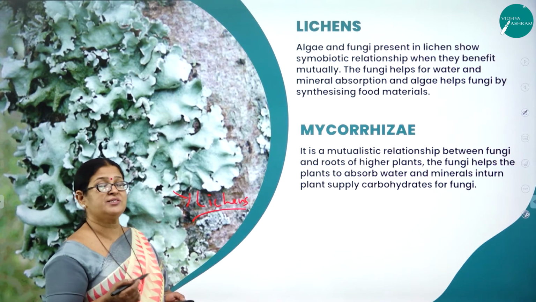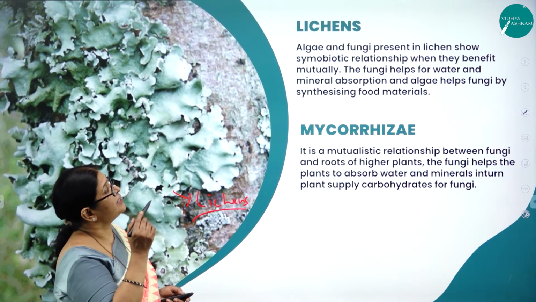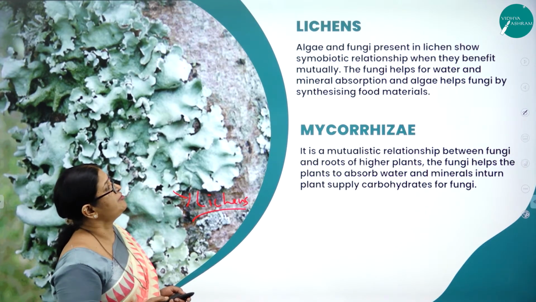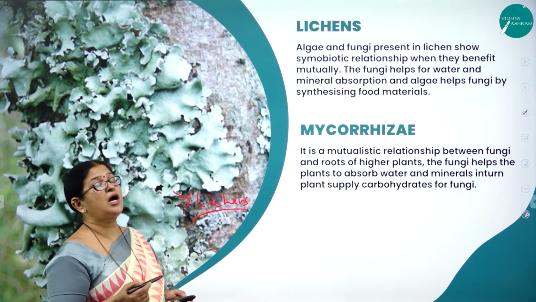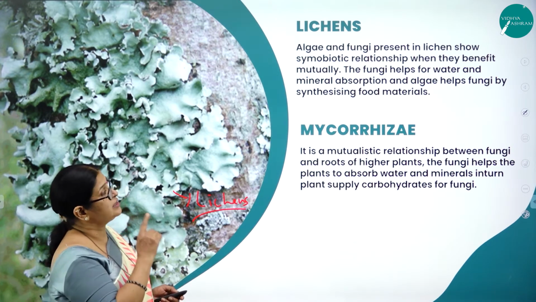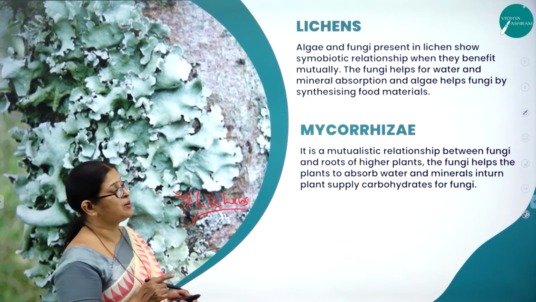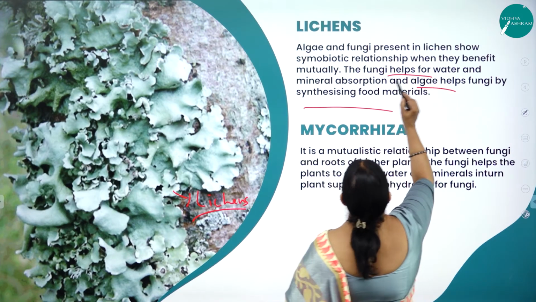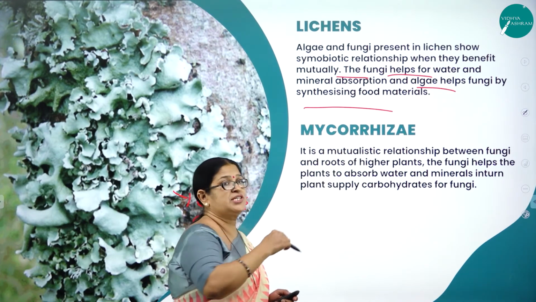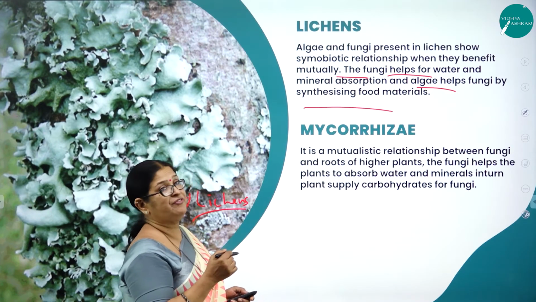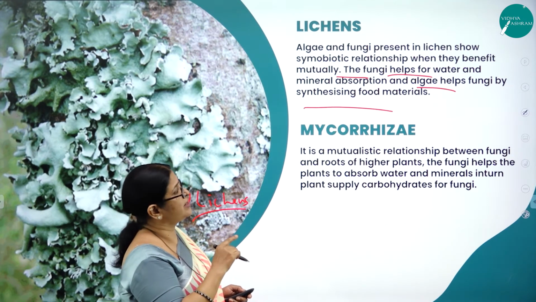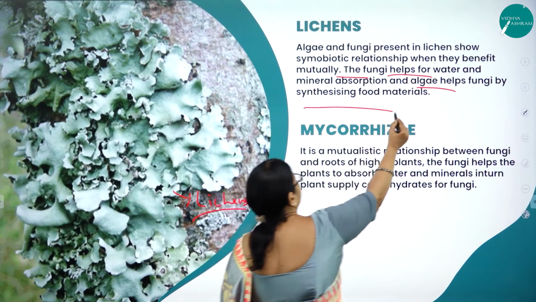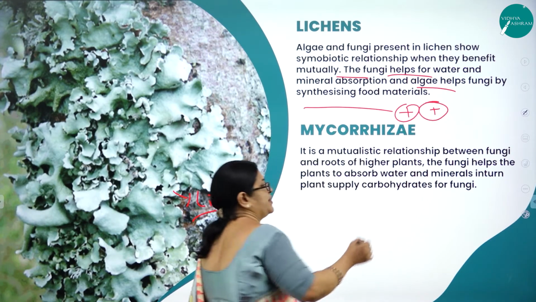So lichen is an example for mutualism, and it is an association between algae and fungi present in lichen, which shows a symbiotic relationship where they benefit mutually. How are both benefited? The fungi helps with water and mineral absorption, and the algae helps the fungi by synthesizing food material. See here how they are benefited. So both are benefited. It is plus plus, right?